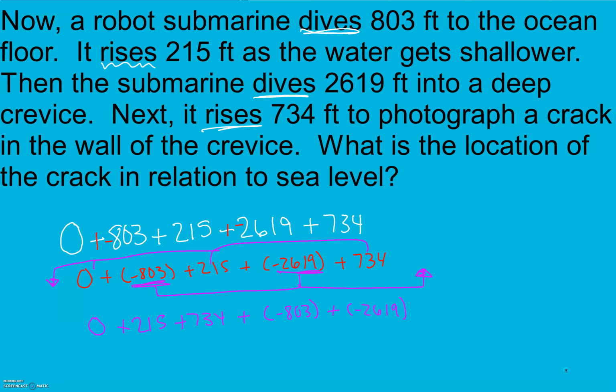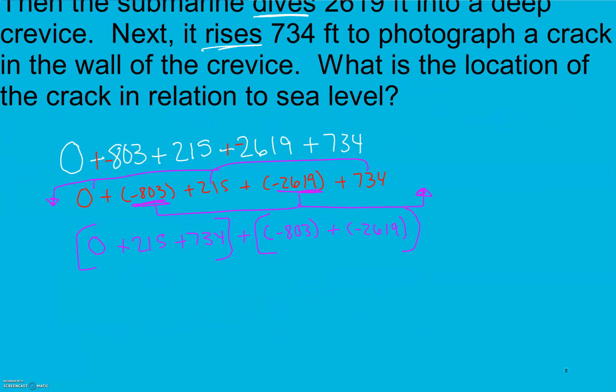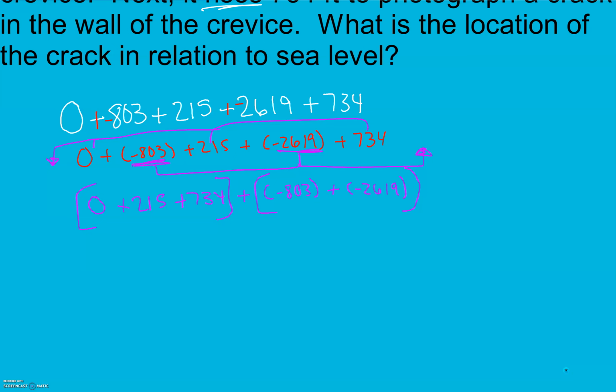And you don't have to do this commuting and associating and things like that if you don't want to. We can just go down the line like we did before. But here, this is going to let me take my positive numbers together and my negative numbers together. And as long as our signs are the same, we know that we're going to be able to add those up. So here I have the same signs on all of these, so I can go ahead and add them up right away. Take 215 and 734. And when I do that, I'm going to get 949.